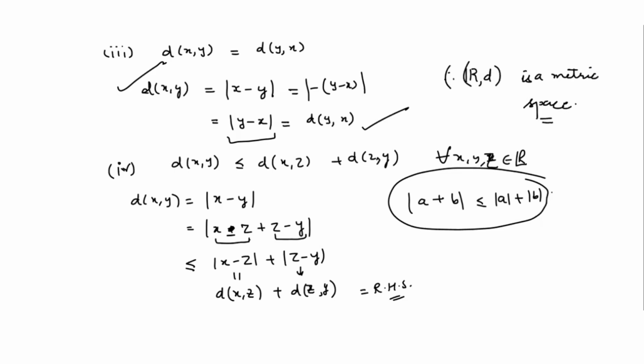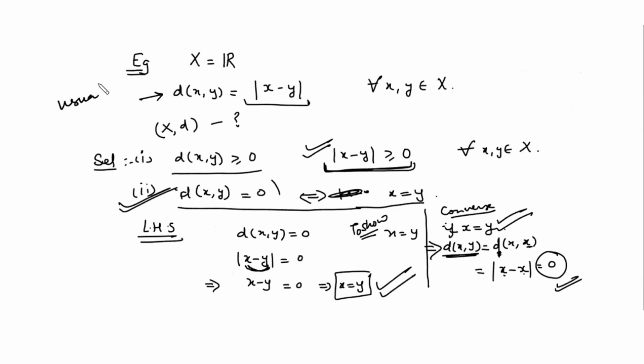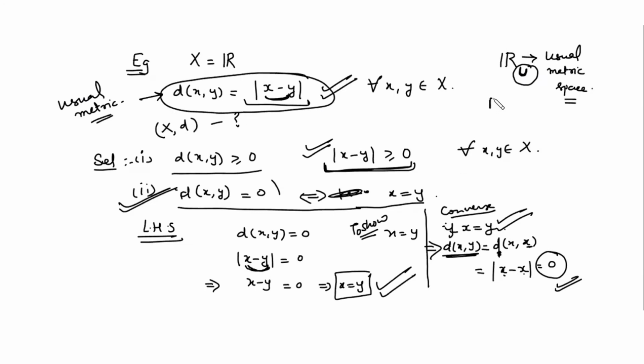and this d is said to be the usual metric, and in general we denote this as R_u. R_u represents the usual metric space. So usual metric space means here the metric is defined like this. So R together with this d is called the usual metric space. These are standard terms. Previously we used the standard term discrete metric space. Now this is the next one, the usual metric space.